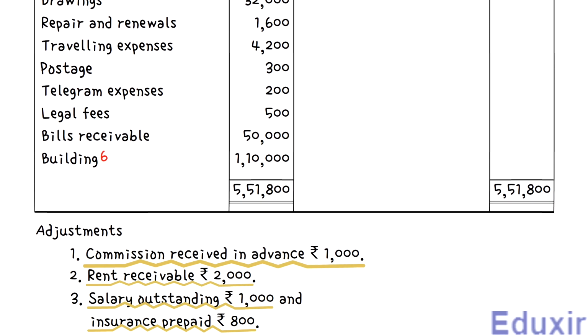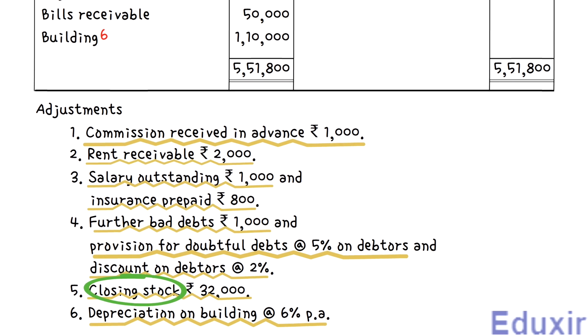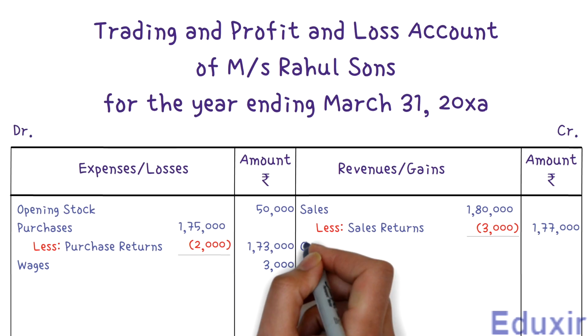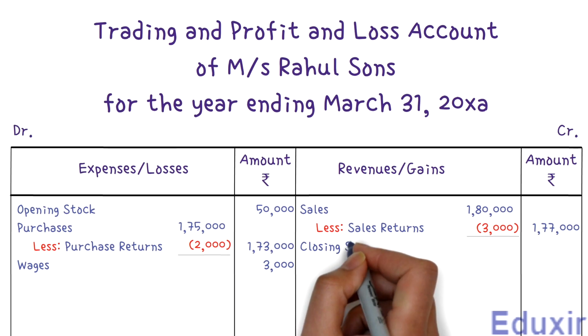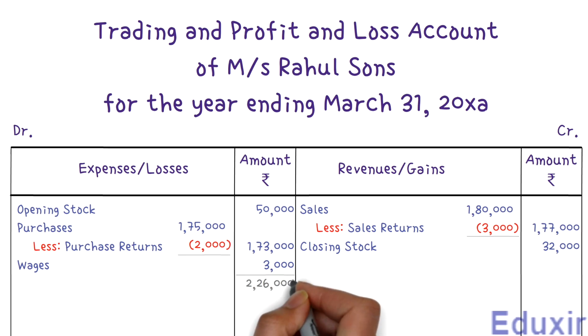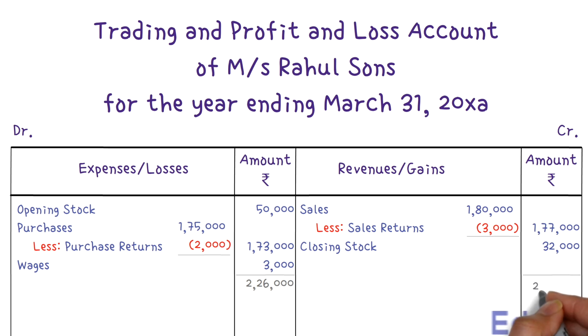As we have already discussed in the adjustments, it is given that the closing stock is 32,000 rupees. So let's write the closing stock on the revenue side. The corresponding closing stock amount is 32,000 rupees. As there are no more entries, let's now proceed with finding the totals. The total on the expenses side of the trading account is 2,26,000 rupees. Similarly, the total on the revenue side of the trading account is 2,09,000 rupees.